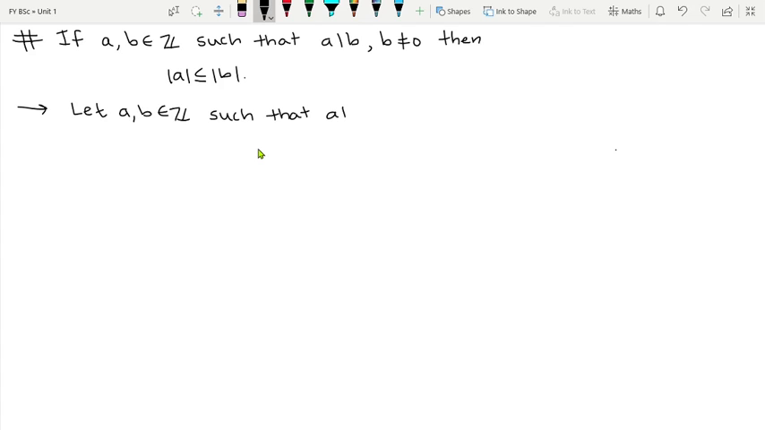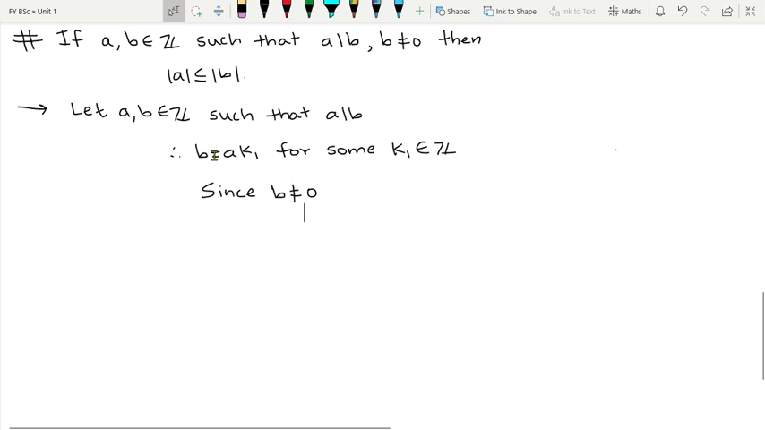a divides b. So therefore b will be equal to what? a k1 for some k1 belonging to Z. Since b is non-zero, what can you say about the right hand side? Now you can see the left hand side is non-zero in this equation. So therefore what can you say about the right hand side? It should also be non-zero. Therefore this a k1 is also non-zero.